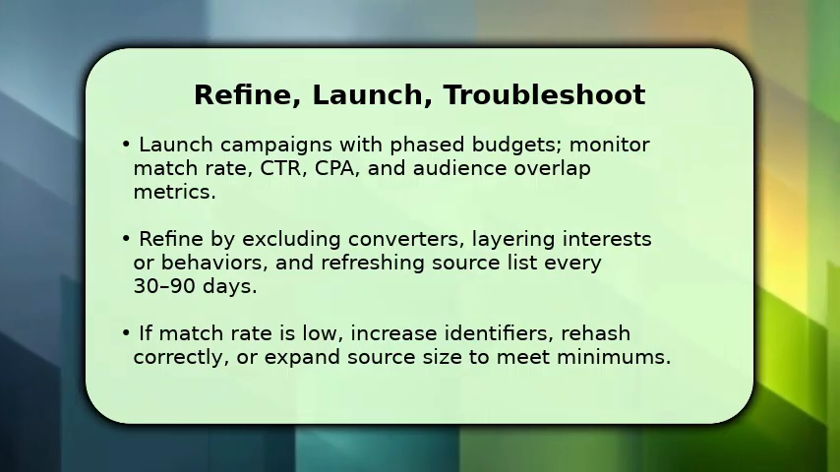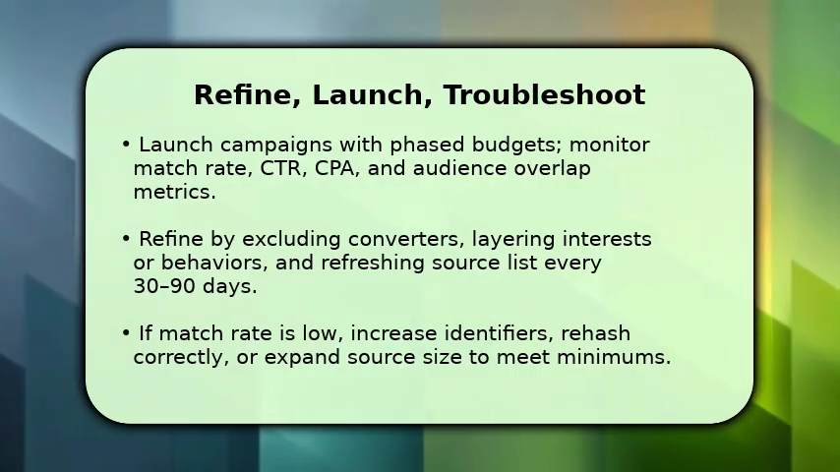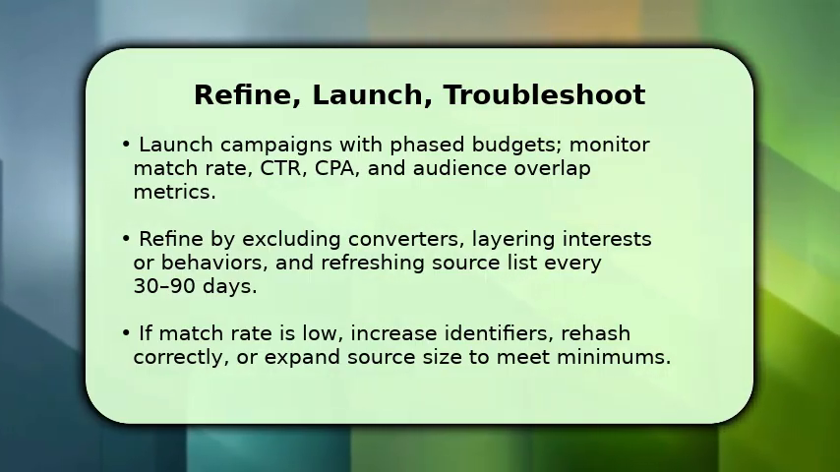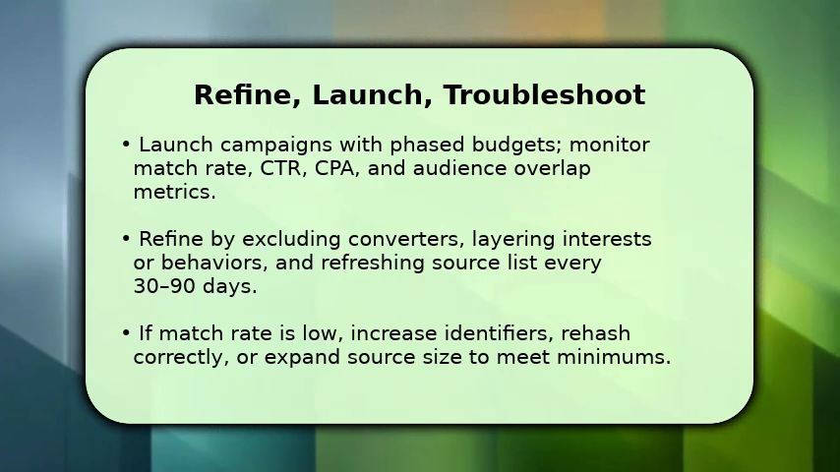If things go wrong, for example, low match rate, double-check hashing, include extra identifiers, or increase source size to meet platform minimums. These steps usually resolve it.